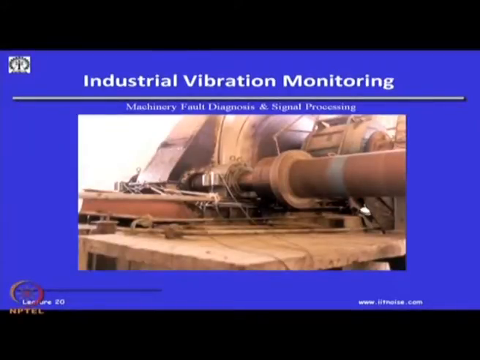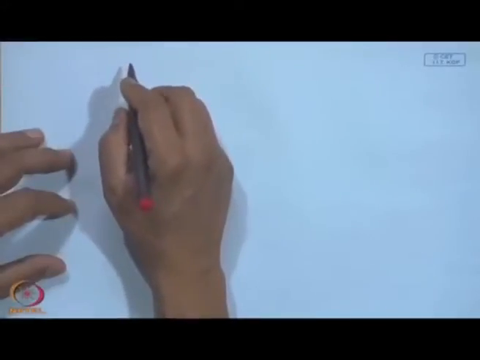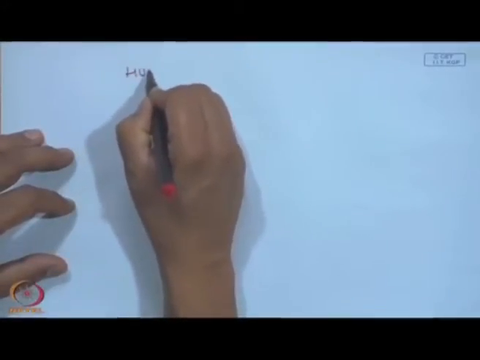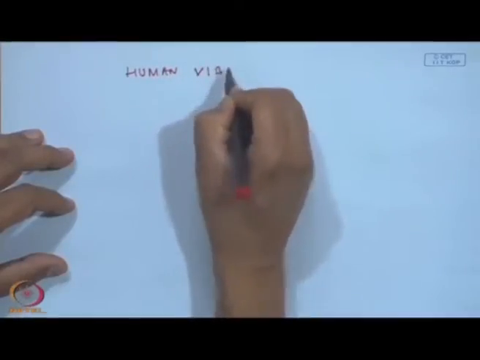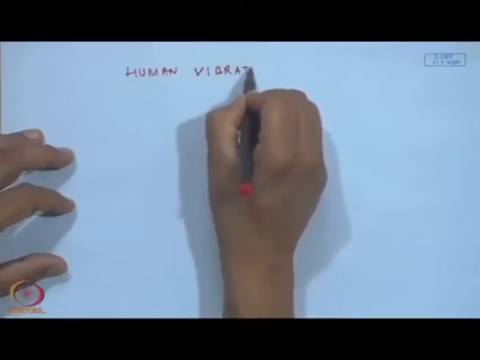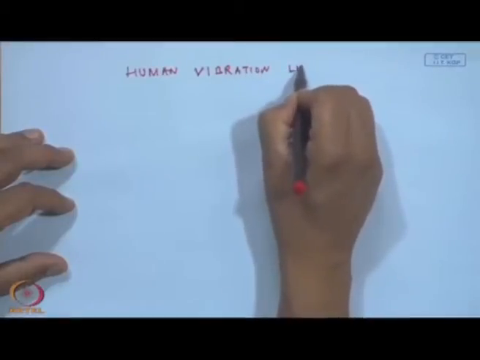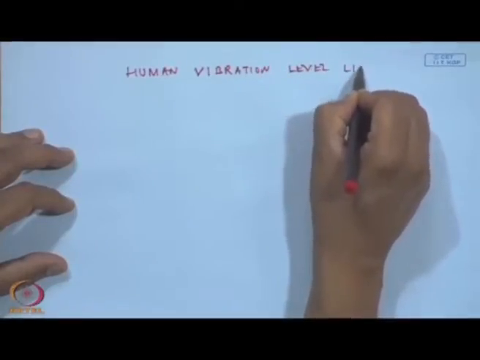But another very important aspect of vibration monitoring is, like I mentioned in the last class regarding a standard, that the vibration monitoring has to be done so that the vibration levels are not above a certain permissible limit. Similarly, because we are talking about vibration monitoring, you should also know that there are limits for human vibration levels. There are standards for that.